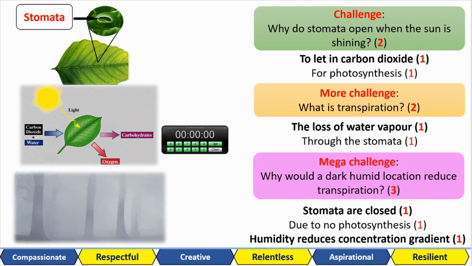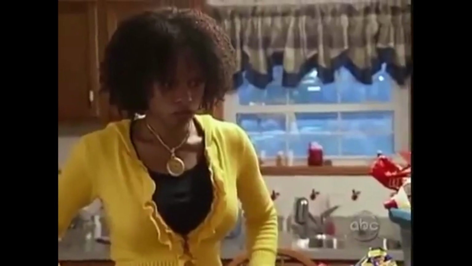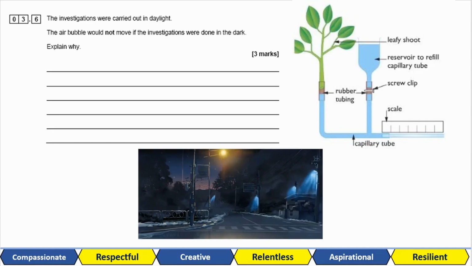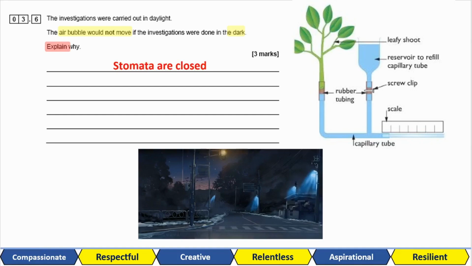But please don't acquire this misconception. Water enters through the roots and not through the leaves. It leaves through the leaves. And so we have this question here, asking us to explain why the air bubble didn't move in the dark. You know what to do now. The stomata are closed because no photosynthesis can happen, and so no transpiration can happen because the stomata are closed.